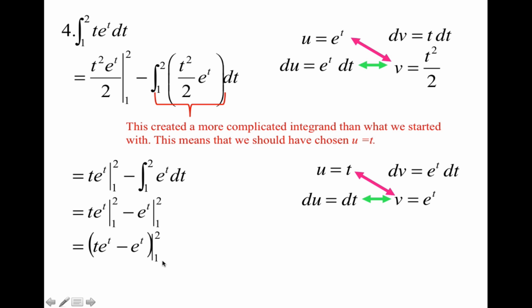So I'm going to go ahead and plug in 2 for t and 1 for t and subtract them. And then this right here, the e minus e, that cancels because that's just 0. And then 2e squared minus e squared, well, that just gives me 1e squared.